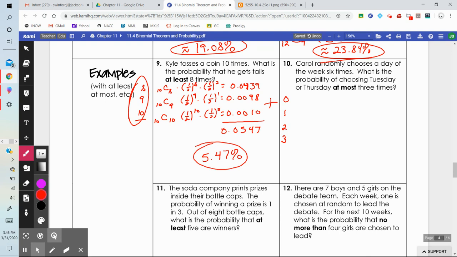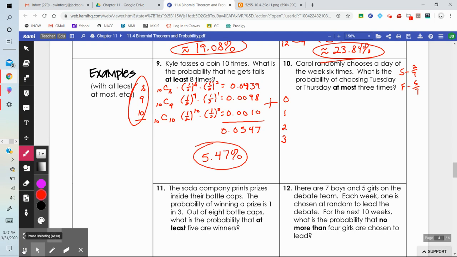So she randomly chooses a day of the week 6 times. What is the probability of choosing a Tuesday or a Thursday? That would be our success. Our success is Tuesday or Thursday. The probability of success would be a 2 in 7 chance that she's going to choose a Tuesday or Thursday. So therefore, a failure would be her choosing anything else, which would be a 5 in 7 chance.